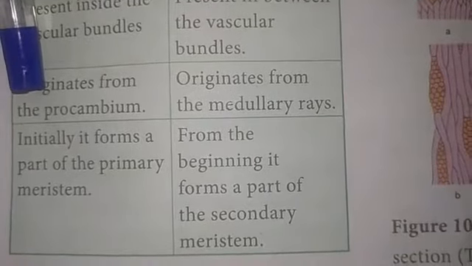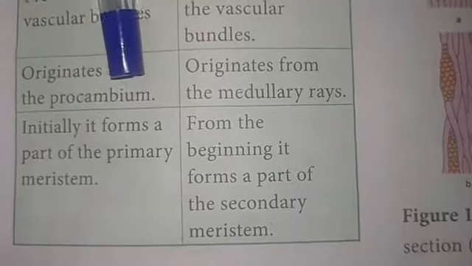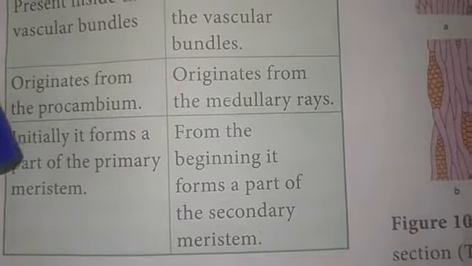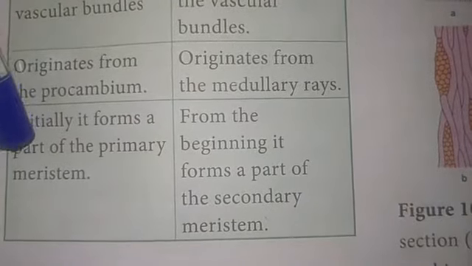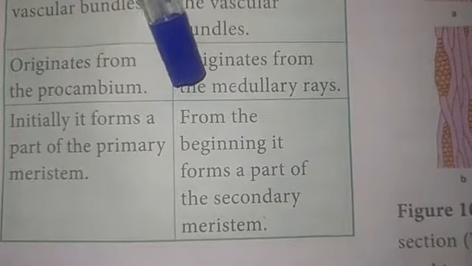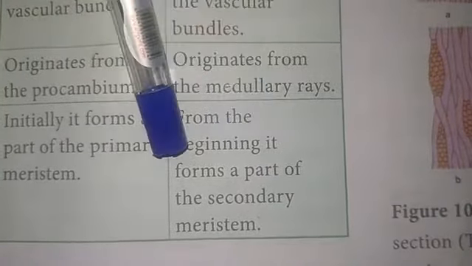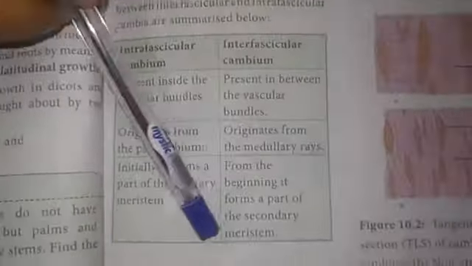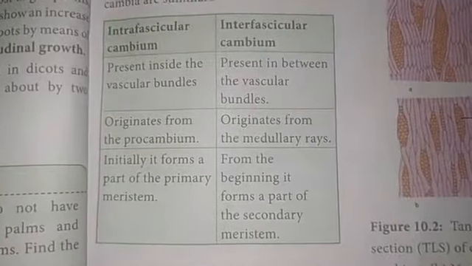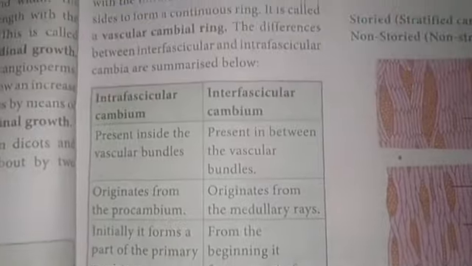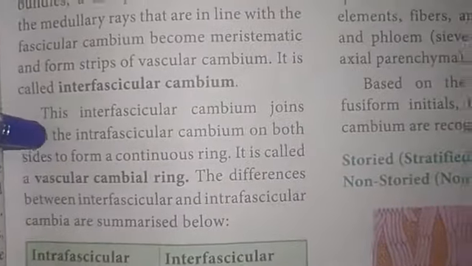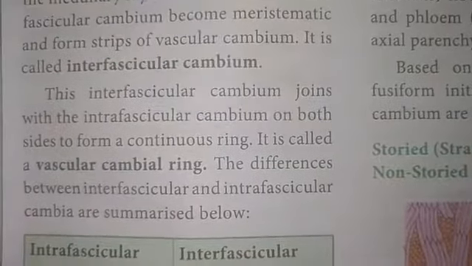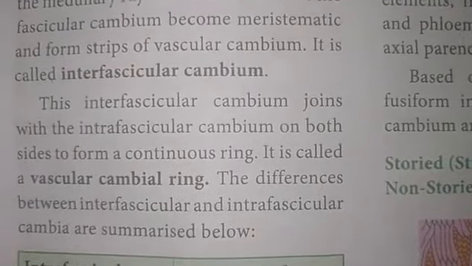The intrafascicular cambium initially forms a part of the primary meristem. Primary meristem is the primary xylem and phloem. The interfascicular cambium, from the beginning, forms a part of the secondary meristem. So it is the cambial ring: the interfascicular cambium with the intrafascicular cambium on both sides forms a continuous ring. It is called the vascular cambial ring.